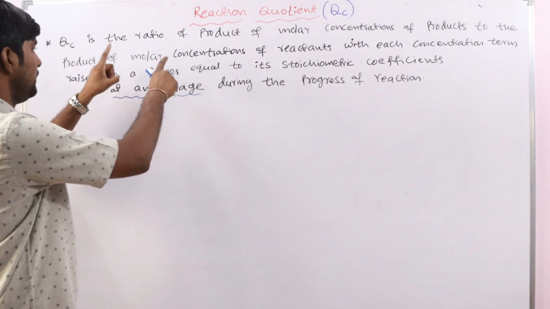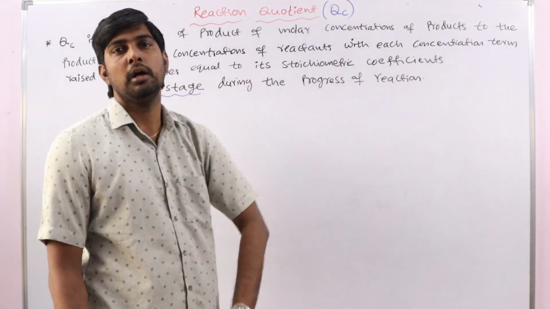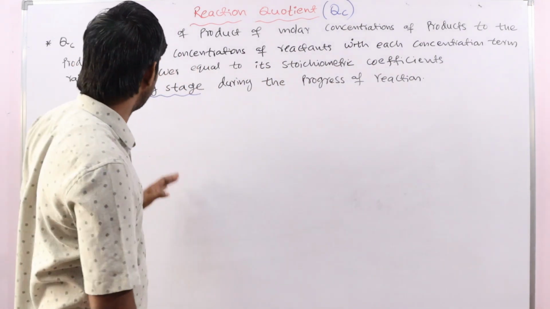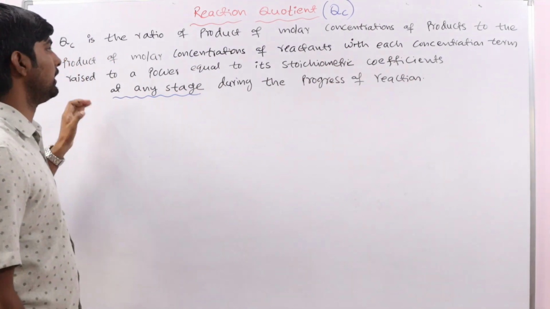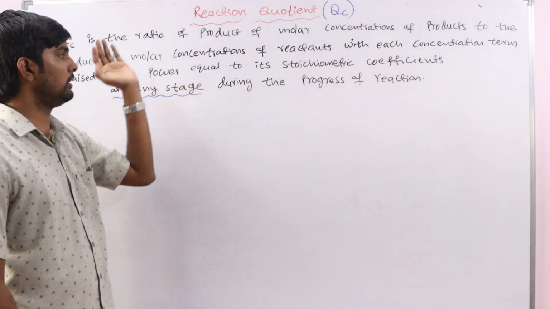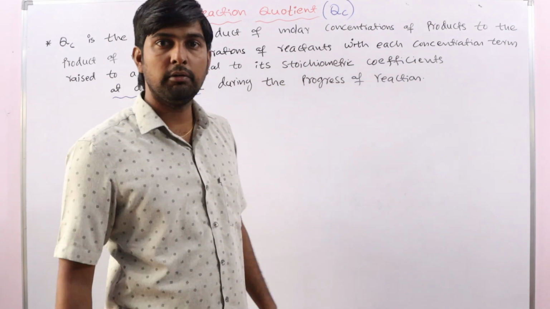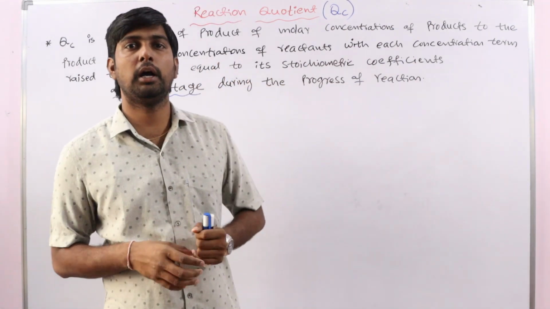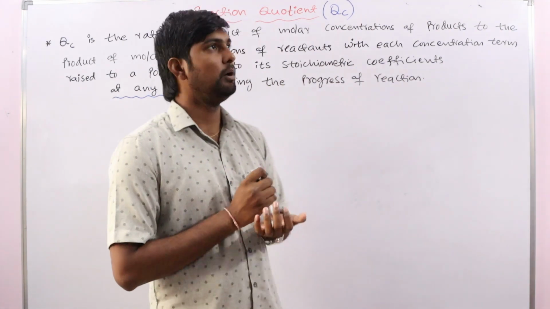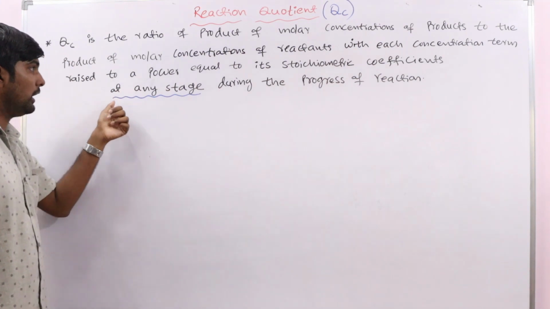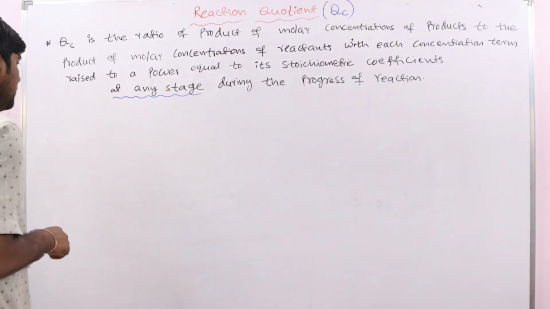If you observe this definition, it is almost exactly similar to the Kc definition, but this is the only difference. The equilibrium constant can be calculated or expressed only once equilibrium is reached, but Q can be expressed at any stage during the progress of the reaction. Let us discuss that by taking a general case.